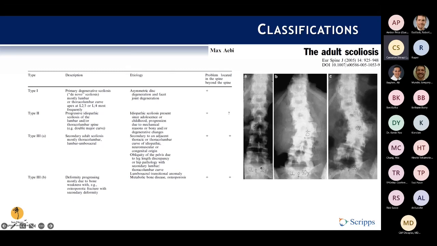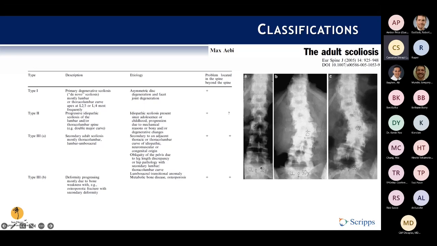In 2005, Aebi proposed an etiologic classification for adult deformity. Sorry if I butchered his last name. Within this classification system, you look at which type of curve would progress and then what treatment, if any, was appropriate. So it was split up into 3 primary types, and then the third type is divided into A and B.